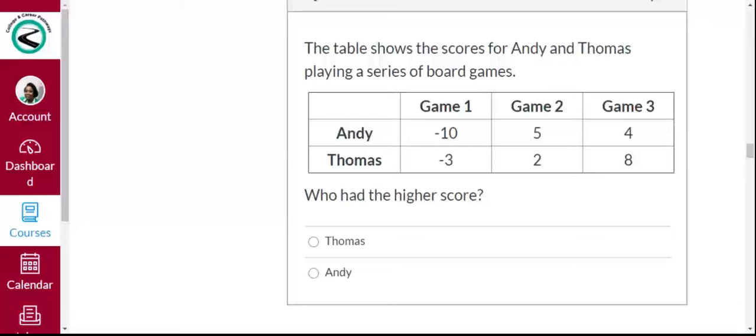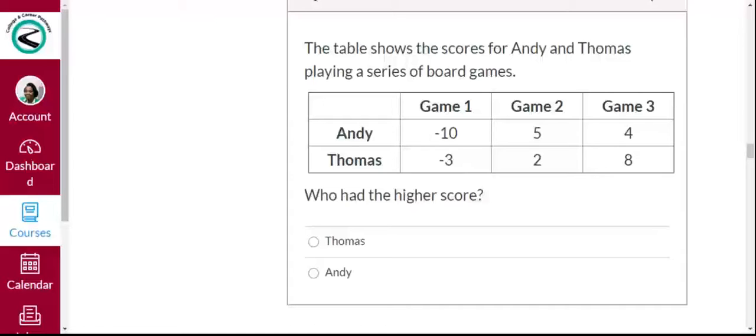It looks like they played 3 games. Who had the higher total? So let's look at Andy's score. Andy had a negative 10, but then in game 2 and 3, Andy gained 9. So the difference there is a negative 8. I'm sorry, negative 1. You got a negative 10 plus a positive 9. That's a negative 1. That's what Andy had.